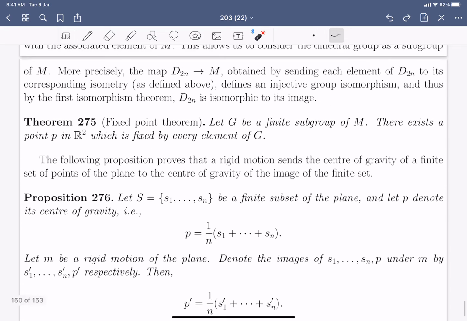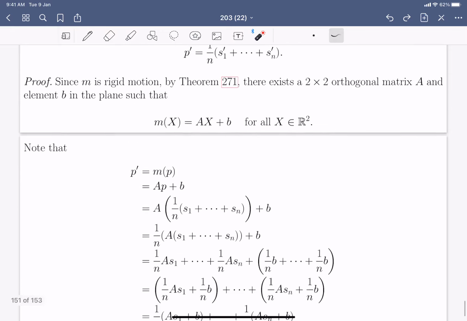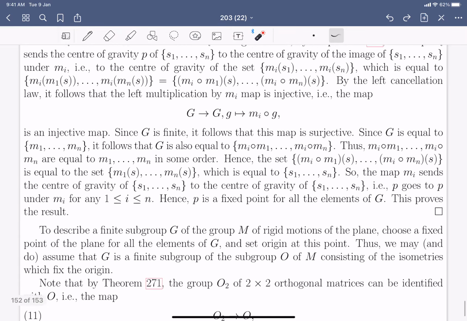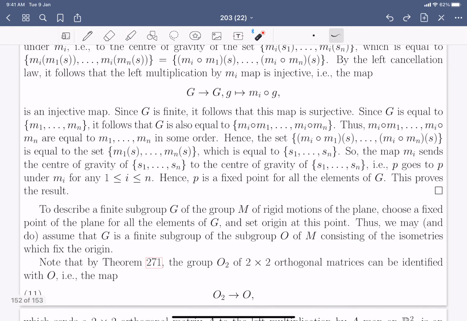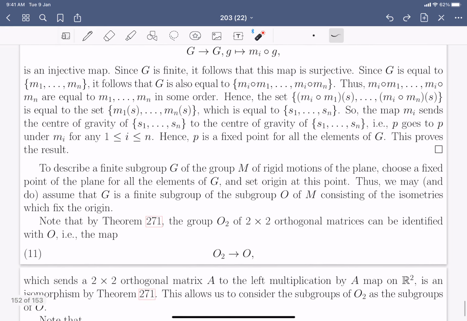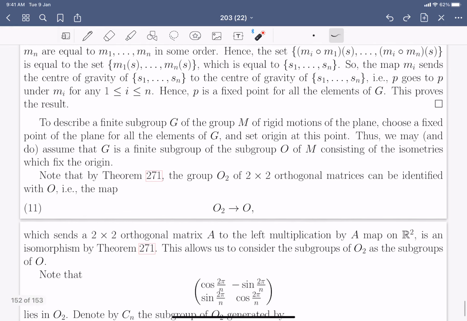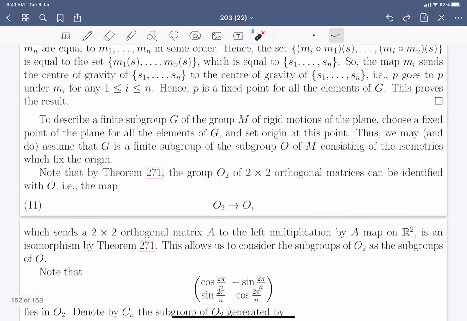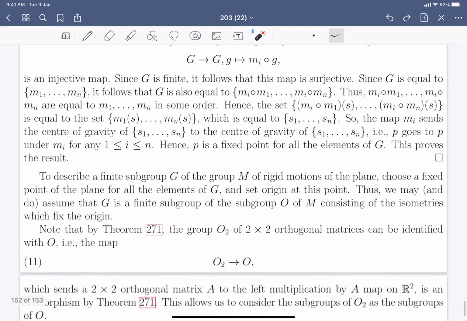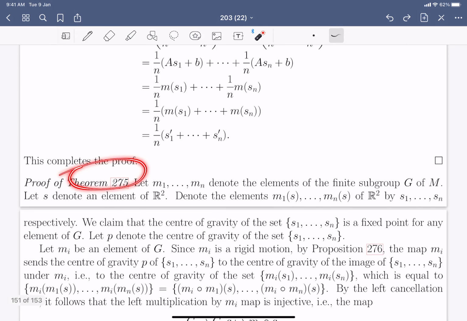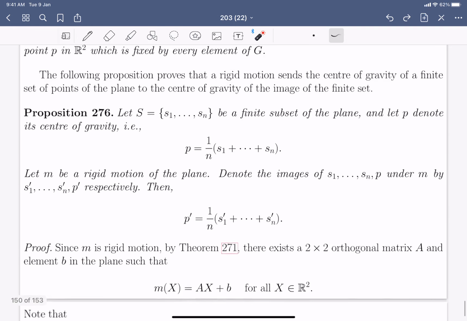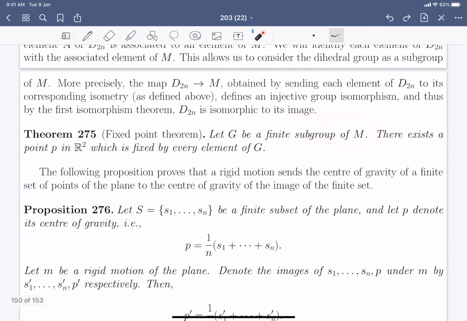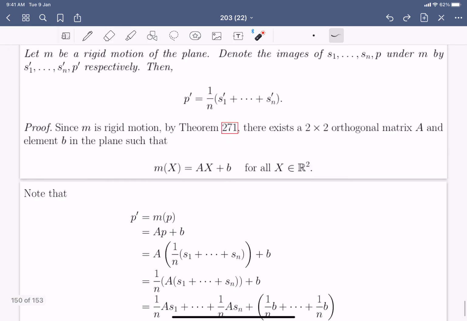One of the first instances of a fixed point theorem that probably one learns is in the context of the study of symmetry of the two-dimensional plane R2. Anyway, now let me just make some remarks about certain finite subgroups. As you know by this theorem, given any finite subgroup of the group of rigid motions of the plane M, we know that there is a fixed point.